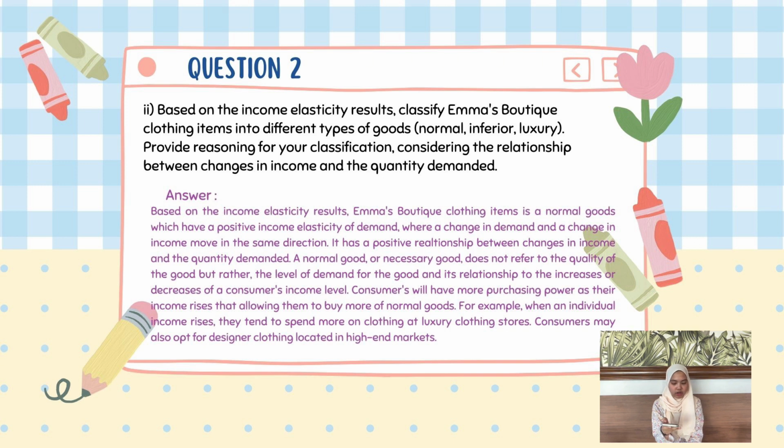A normal good or necessary good does not refer to the quality of the good, but rather the level of demand for the good and its relationship to the increases or decreases of a consumer's income level. Consumers will have more purchasing power as their income rises, allowing them to buy more normal goods.